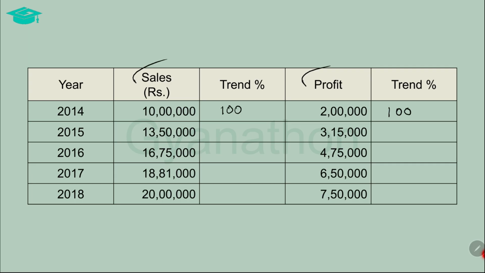Now, we have to calculate the trend percentage for the other years as a percentage of this base year. For the year 2015, the trend percentage for sales will be 13.5 lakhs divided by 10 lakhs multiplied by 100, that is 135%. The trend percentage for profit will be 3.15 lakhs divided by 2 lakhs multiplied by 100, that is 157.5%.